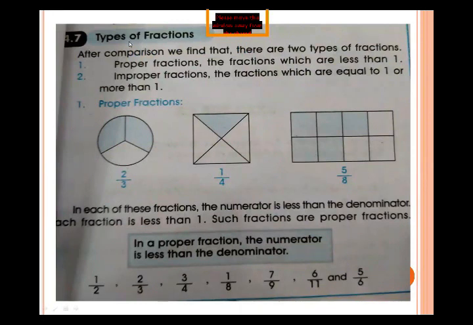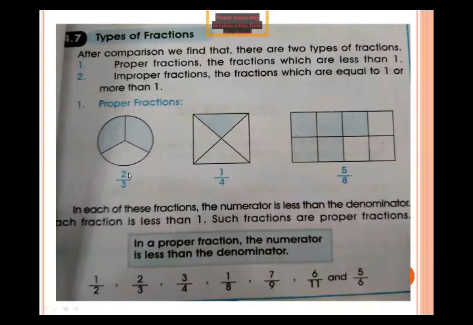Now see again, proper fraction. Here is an example of the proper fraction. 2 parts are shaded, total parts are 3, the fraction becomes 2 upon 3. Total parts are 4, 1 is shaded, fraction is 1 upon 4. Total parts are 8, 5 are shaded, so the fraction is 5 upon 8.